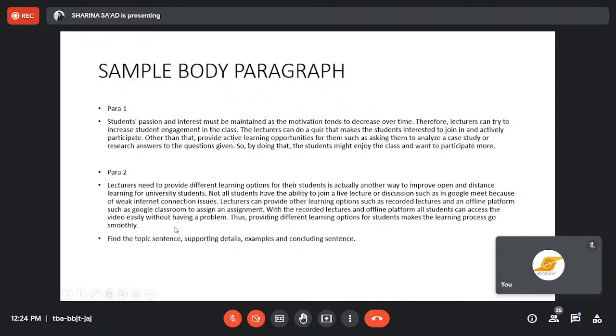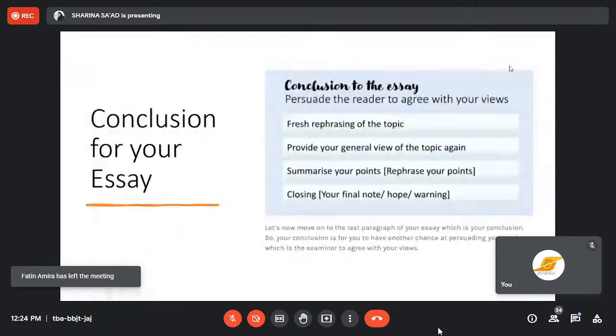That's the body paragraph. Okay, now, after you have done your topic introduction and your body paragraph, you have to conclude your essay. When you want to conclude your essay, you have to restate or summarize your point. Do not add new points. In your conclusion, no new points already. Only discuss what you have written earlier.